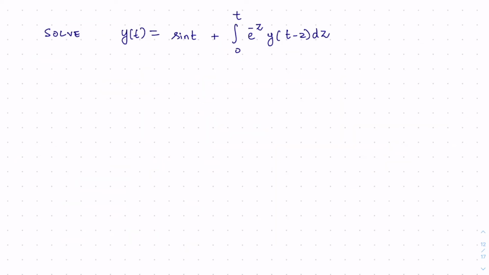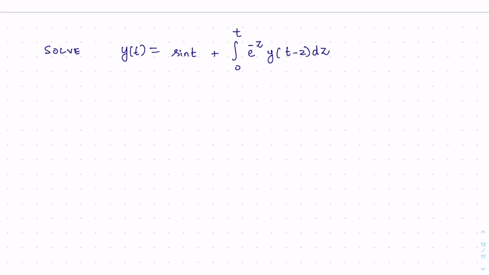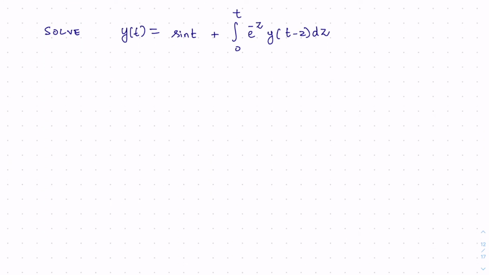All right, let's try to solve this problem that involves convolution. We're going to again use the same method we have been using all along: from the integro-differential equation that involves convolution, use Laplace to get an algebraic equation, solve that algebraic equation for F of s, and then do the Laplace inverse to get the solution f of t. Let's do that. The very first step is to apply the Laplace.